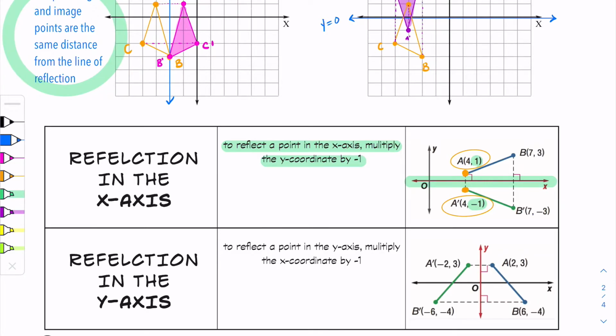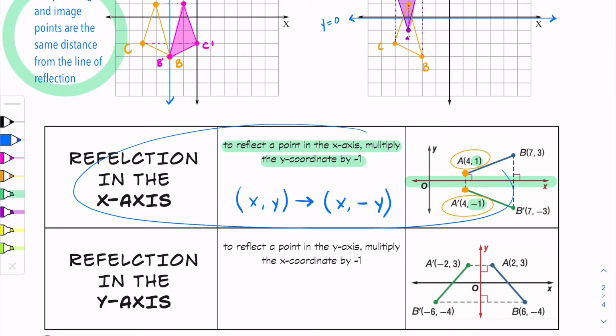So there's a specific rule, and the rule is that the original ordered pair x, y maps onto x, -y. So whatever your x and y value is, make that y value negative, and that is your reflection in the x-axis.